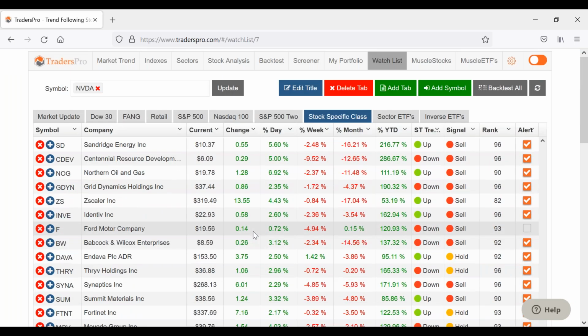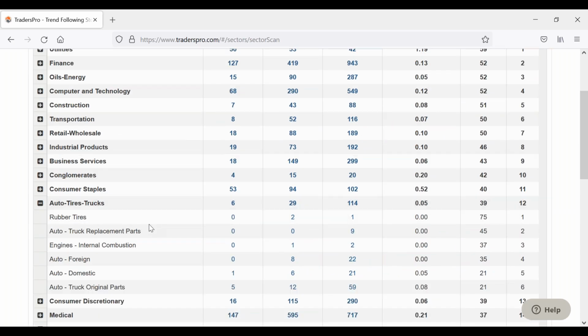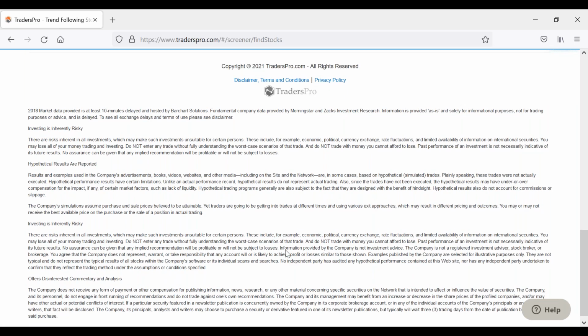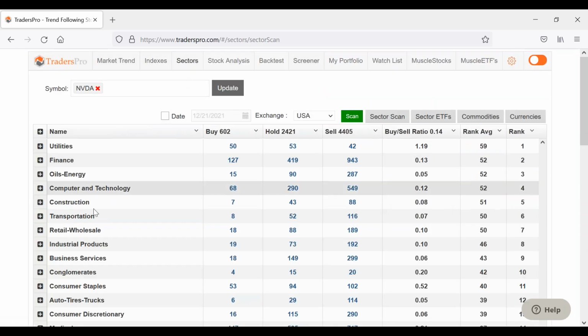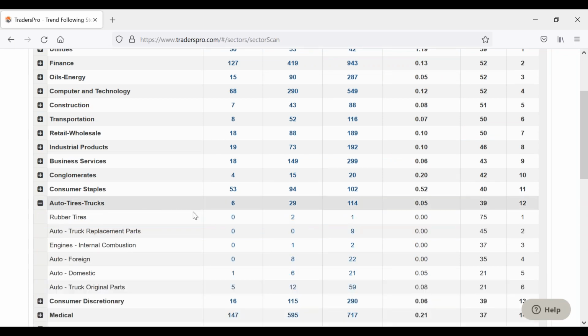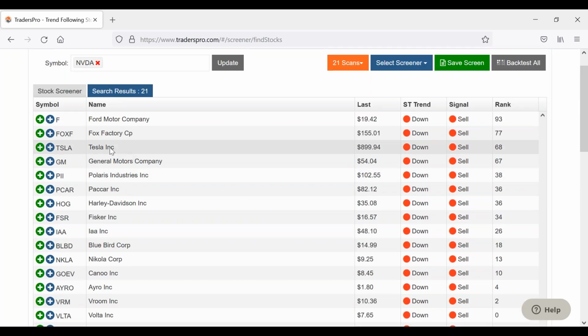All right. Now, also one that, if you look under autos, tires, and trucks, another one that I'm anxious to jump back into. If you look at domestic autos, it might be at a sell signal right now, though. Yep, let me go back to the sells. But Tesla is one that, there it is, there's Tesla.